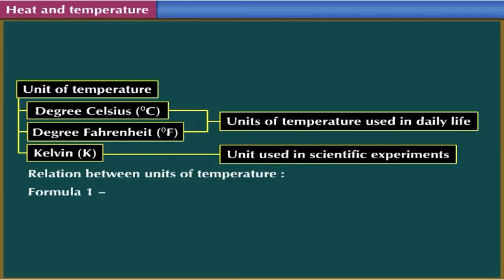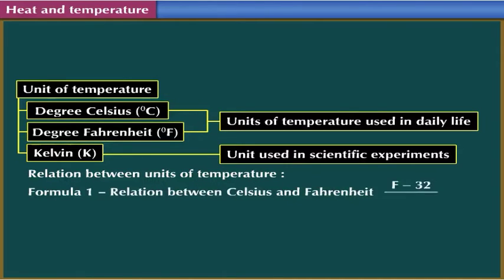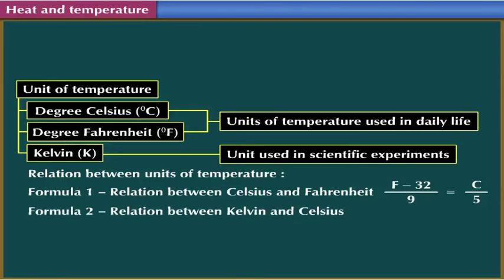Formula 1. Relation between Celsius and Fahrenheit. F minus 32 upon 9 is equal to C upon 5. Formula 2. Relation between Kelvin and Celsius. K is equal to C plus 273.15.